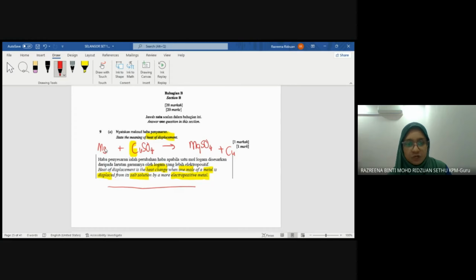But let's say they give you an example of a reaction here and they want you to write down the meaning of heat of displacement. So you have to write, heat of displacement is the heat change when 1 mole of copper is displaced from its salt solution, which is copper sulfate, by a more electropositive metal, which is magnesium.